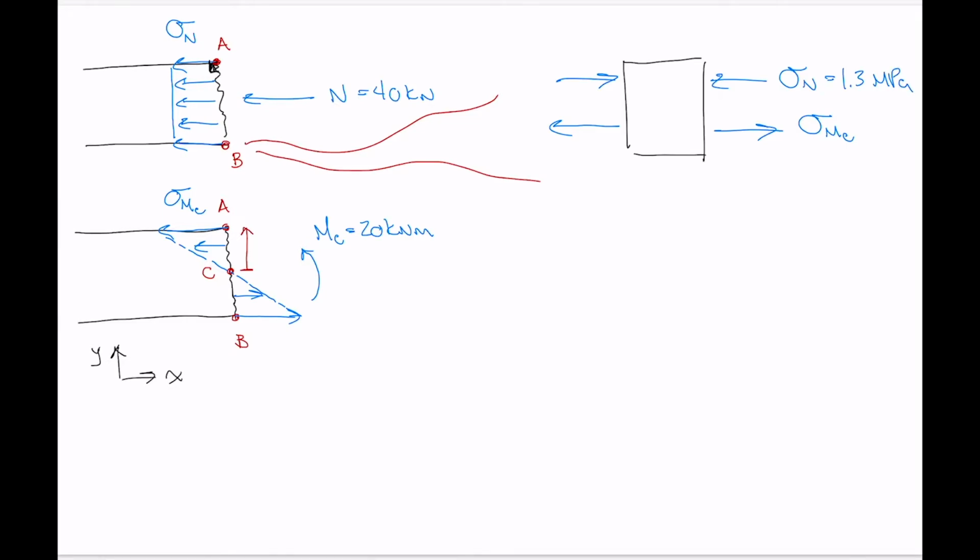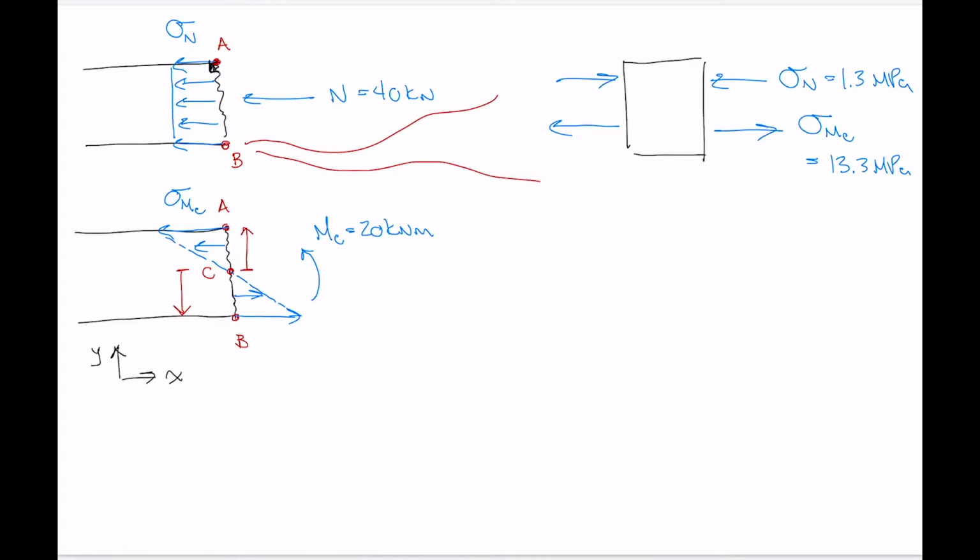And for sigma m c, the stress caused by internal bending moment Mc, the calculation My over I, with this being a rectangular cross-section, distance y is exactly the same to the bottom as it is to the top of the beam, so the maximum tensile stress is the same as the maximum compressive stress. So this is going to be 13.3 megapascals as we calculated before.